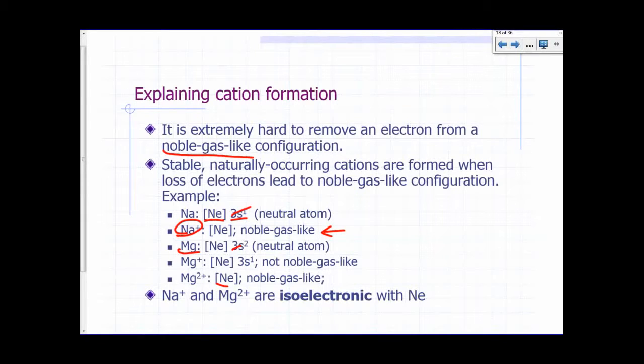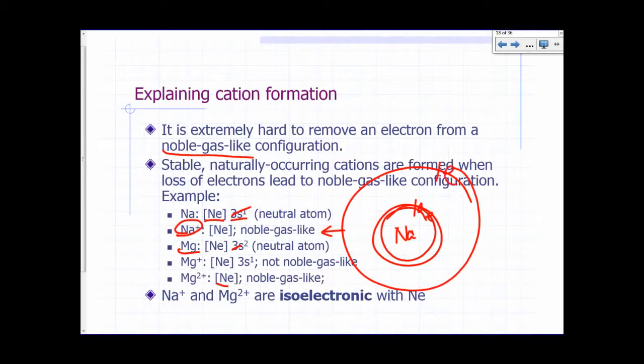The reason for that is this. You've got your sodium right here. Let's say sodium, you've got a neon core, which is 10 electrons, and then you have that one electron on the outside. Removal of that one electron from the outside leaves behind the core, where the electrons are much closer to the nucleus and much more strongly attracted to the sodium. So the next electron is going to be extremely hard to remove.